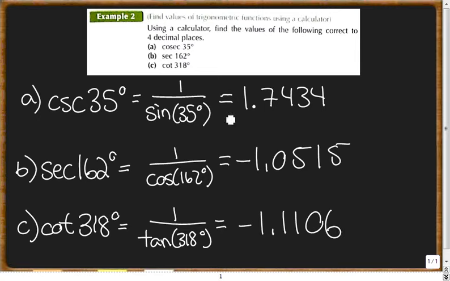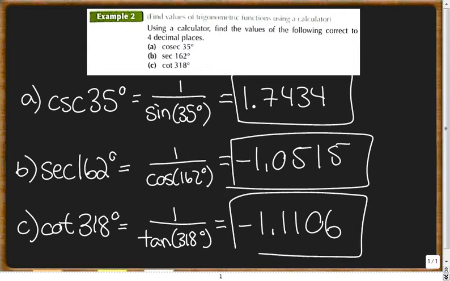So these are our final answers. And so if you have to find sine, cosine, or tangent, you can use those straight into the calculator. If you have to find cosecant, secant, or cotangent, you'll have to use a slightly different method. So just keep those in mind.